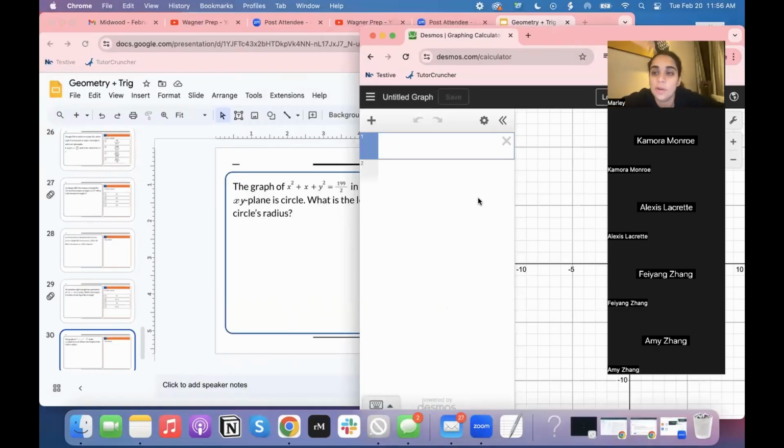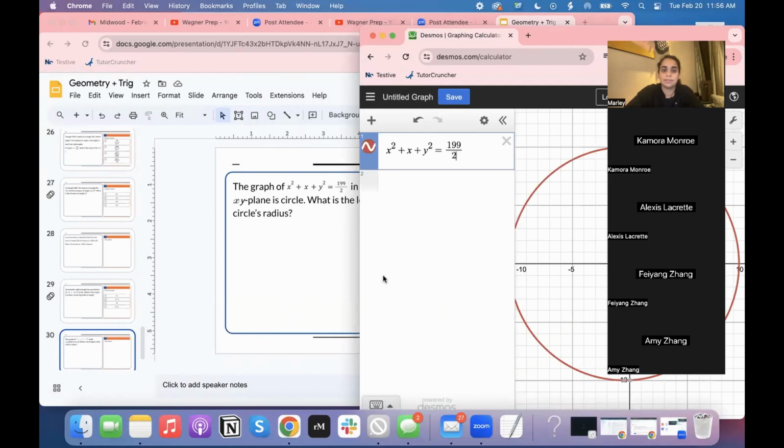Okay, so the moment I saw the 199 divided by 2, I abandoned completing the square on my own and decided just to use Desmos, graph the circle, and count the radius. So we get x squared plus x plus y squared equals 199 divided by 2. All right, that's the equation.